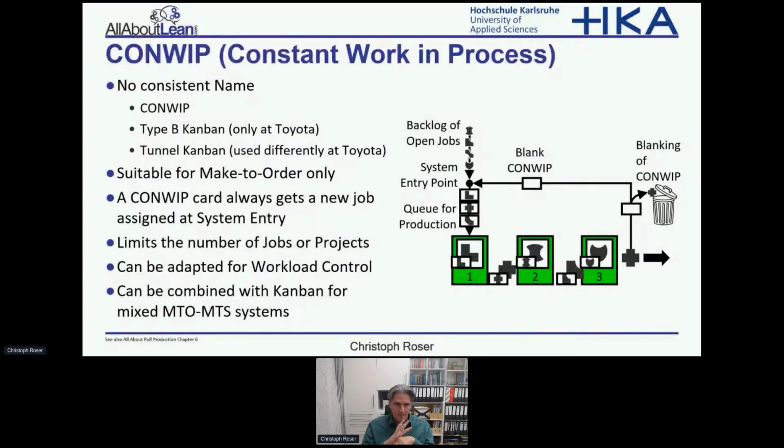But at Toyota, it's also sometimes called a Type B Kanban. Other people I know call it a tunnel Kanban. And it doesn't really have a good name. And some people even use it without knowing that it's a pull system. But it is a pull system, and it is for make-to-order.